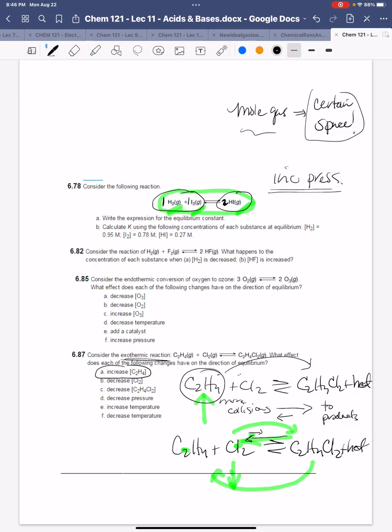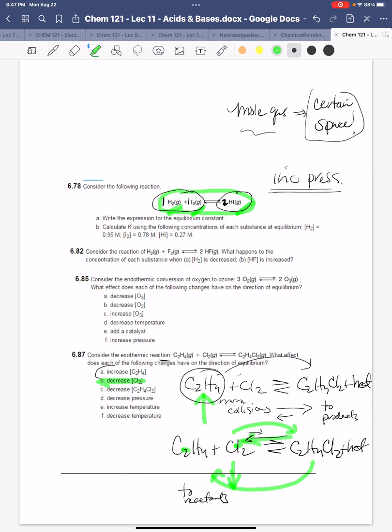So it's going to shift to the reactants. And my sort of cheat to this is, since I've removed Cl2, it's going to try to shift over to replace what you've taken out.